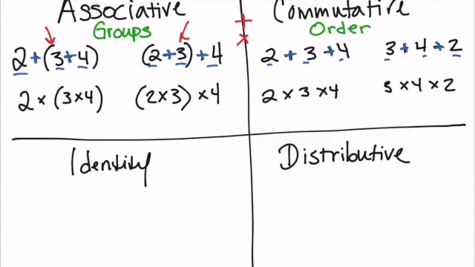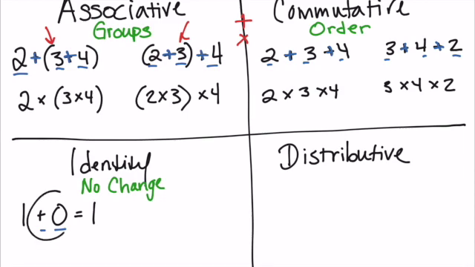All right. Now down here at the bottom, the identity property. It's probably the easiest. No change. The identity property, when this happens, nothing changes. And there's a couple ways this goes. If I have 1 plus 0, what do I get? 1. Nothing changed. The adding of the 0 did not change the 1. All right, so that's one of the ways the identity property happens, if you're adding 0.